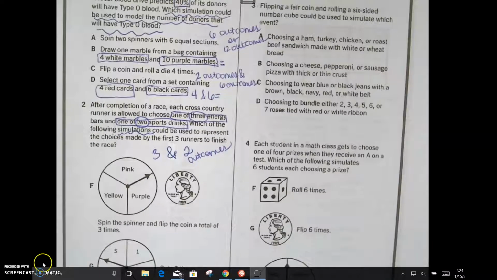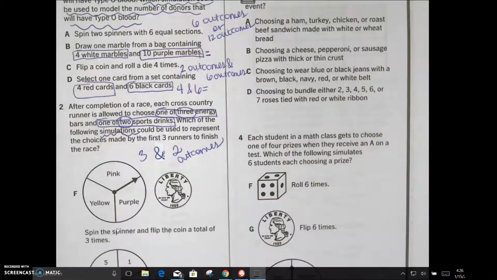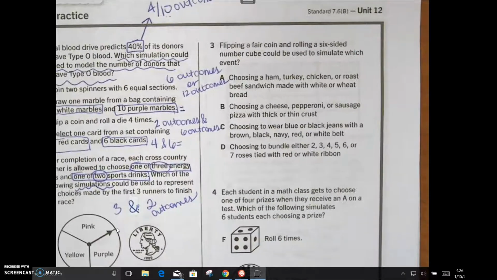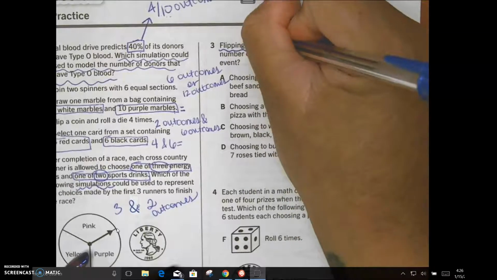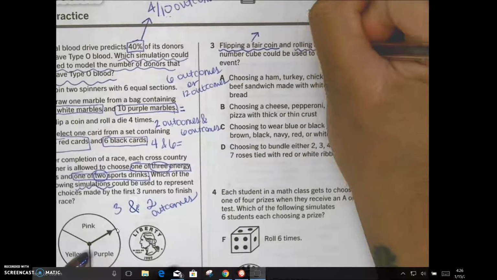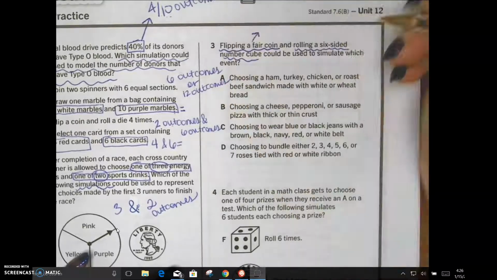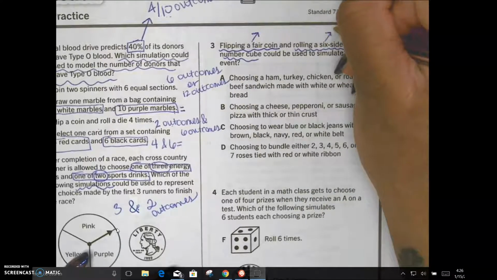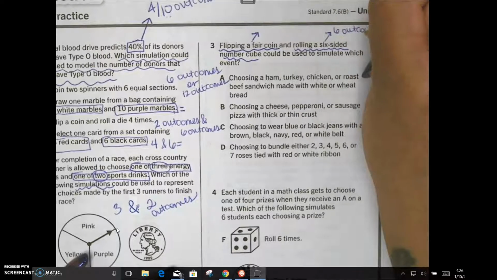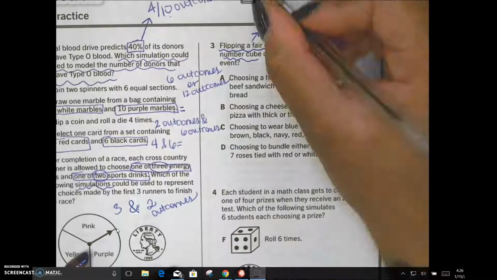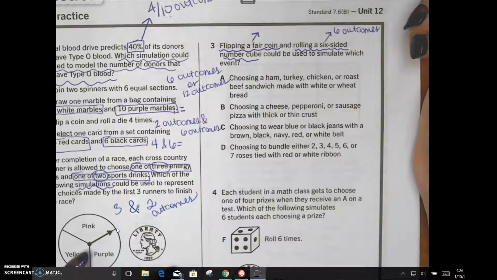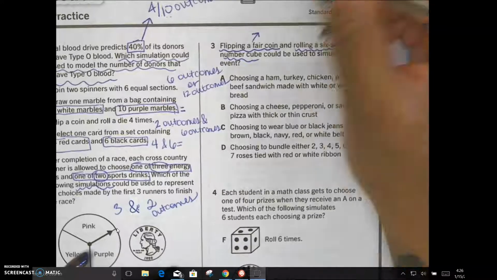Okay, looking at number 3, flipping a fair coin and rolling a 6-sided number cube could be used to simulate which event? I need to know how many outcomes I can get with the fair coin, which is heads or tails, and then I need to roll a 6-sided number cube. That tells me how many outcomes I have here, which is 6 outcomes. And heads or tails is how many outcomes? 2.